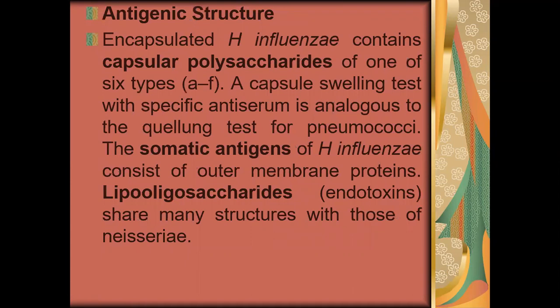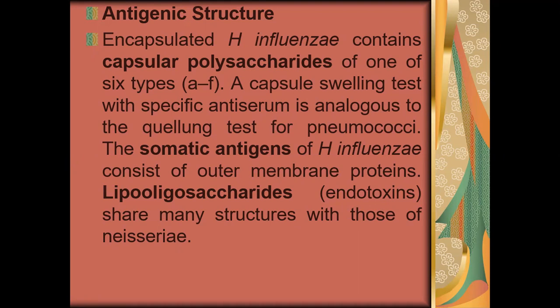Antigenic structure of this bacteria: it is encapsulated. The bacteria contain capsular polysaccharide of one of 6 types, A to F. The capsule of this bacteria represents a main virulence factor. Non-capsulated Haemophilus influenzae is avirulent. A capsule swelling test, or Quellung test, with specific antisera is analogous to the Quellung test for pneumococci.